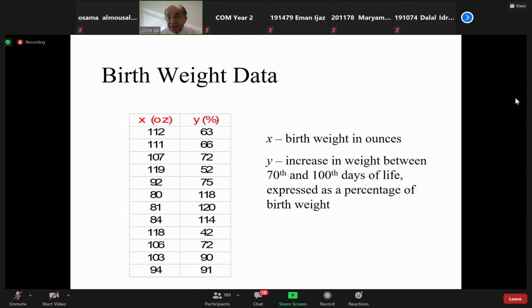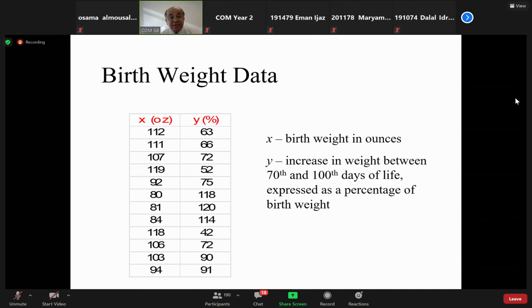They found out that the increase in weight for kids between 70 and 100 days is extremely important for growth. It's a good, indicative characteristic that they use to study the health of kids. Now, they found a relationship between birth weight at the time of birth and any increase in weight between 70 and 100 days of life.